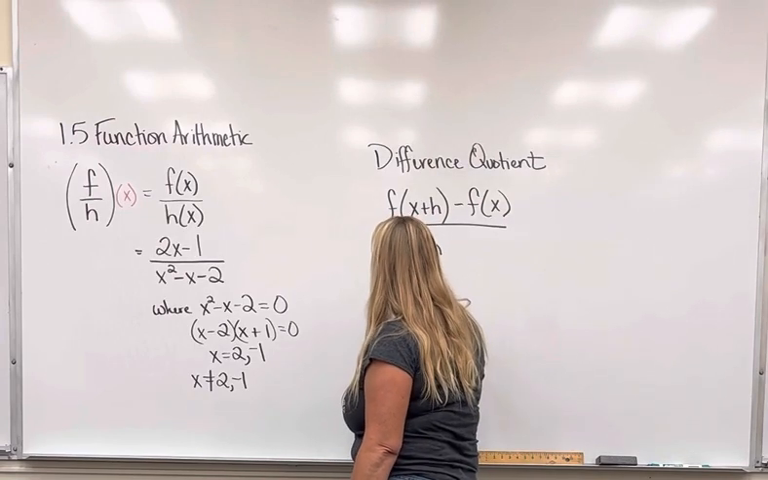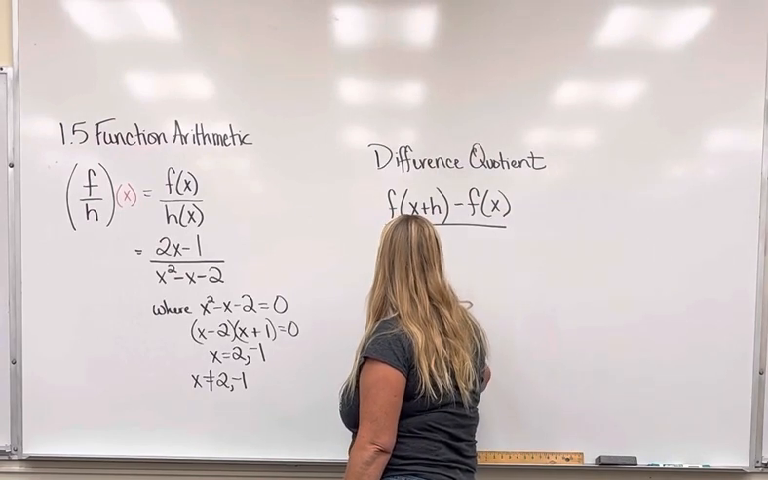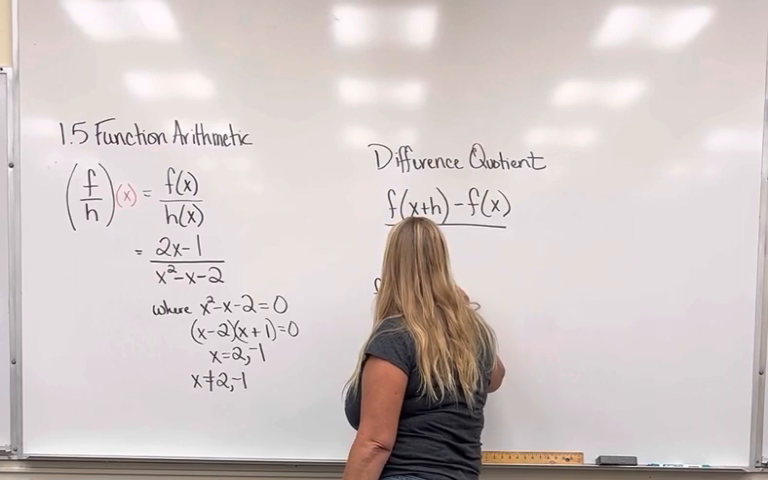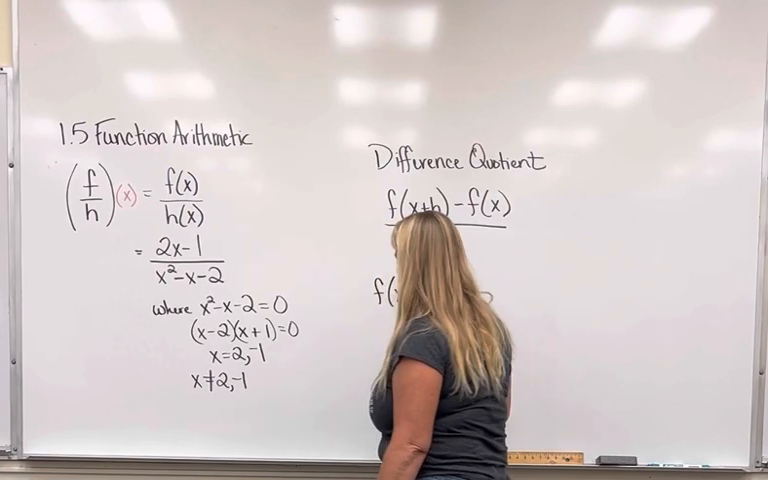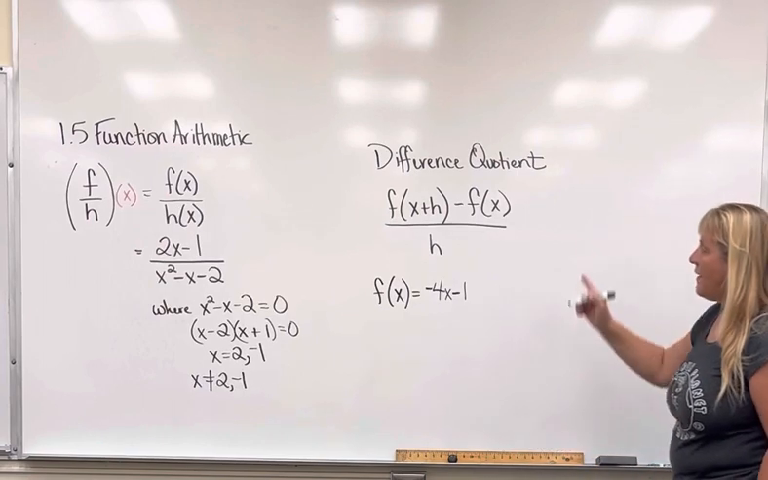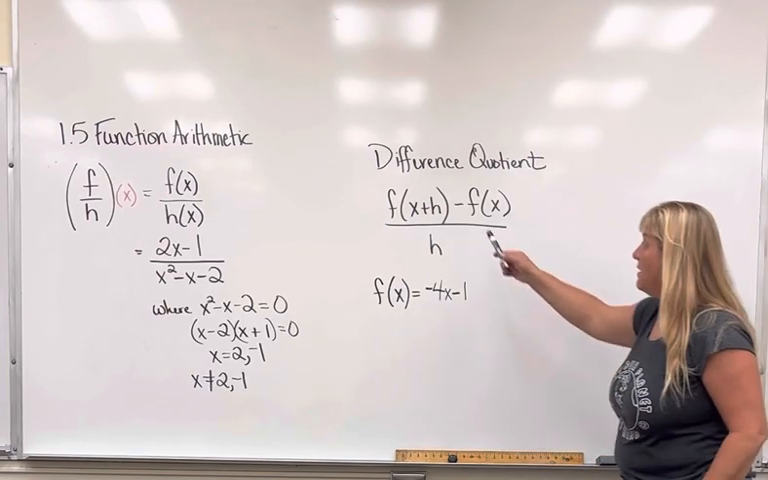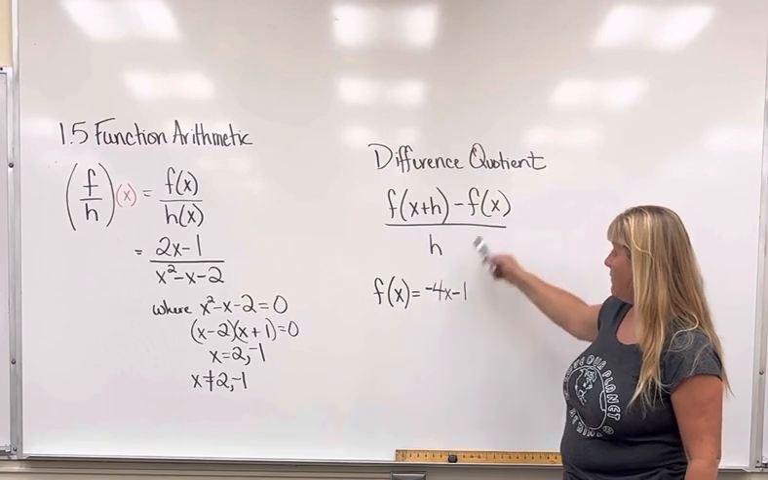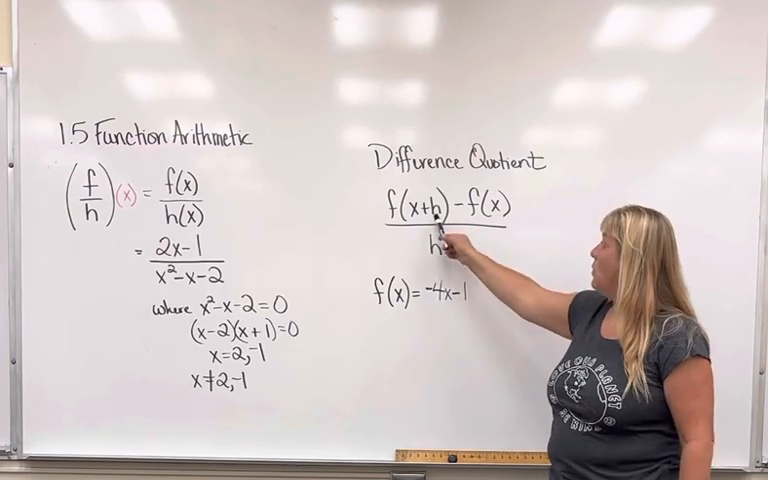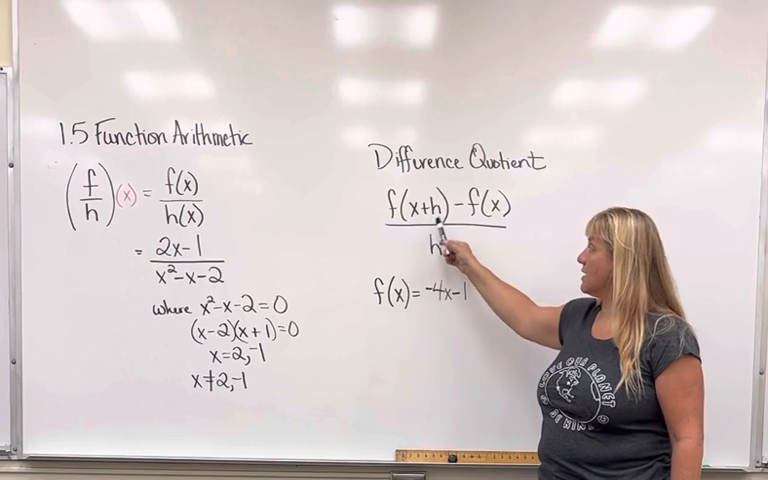Let's say that f of x is equal to -4x minus 1. And they're asking us to find this difference quotient. Now in the difference quotient, we need f of x, which luckily we have, but what we need to find is this f of x plus h.